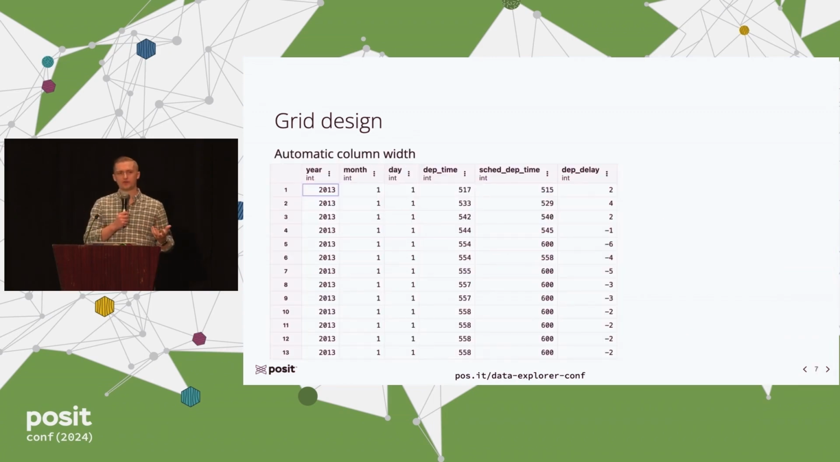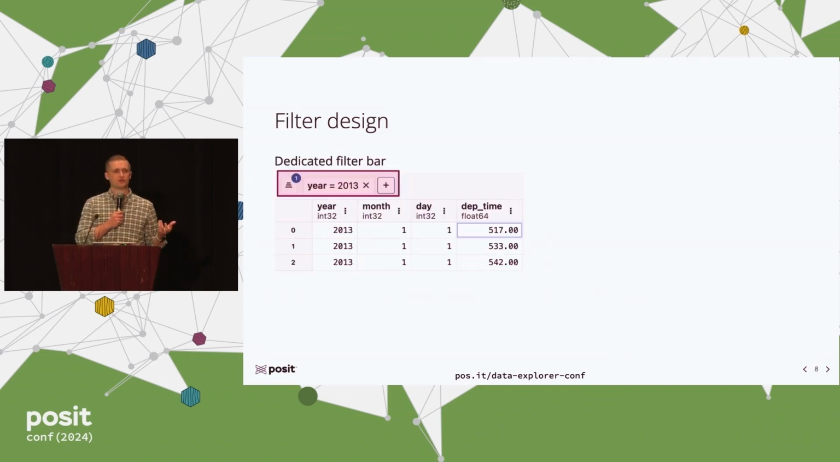And then lastly, for the grid, we've worked really hard on automatic column width so you can fit as much data horizontally and vertically as possible, as opposed to these really, really wide columns when you've got a short variable name and short values. So the grid's great, but what about this filter bar?